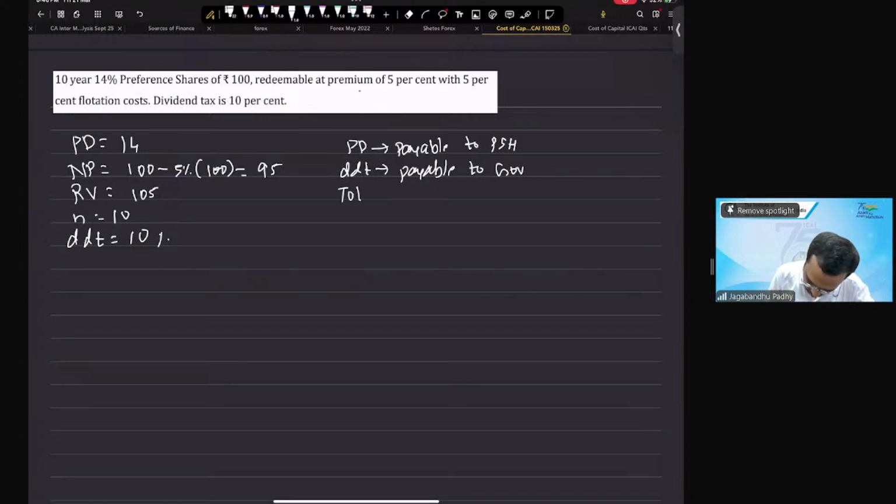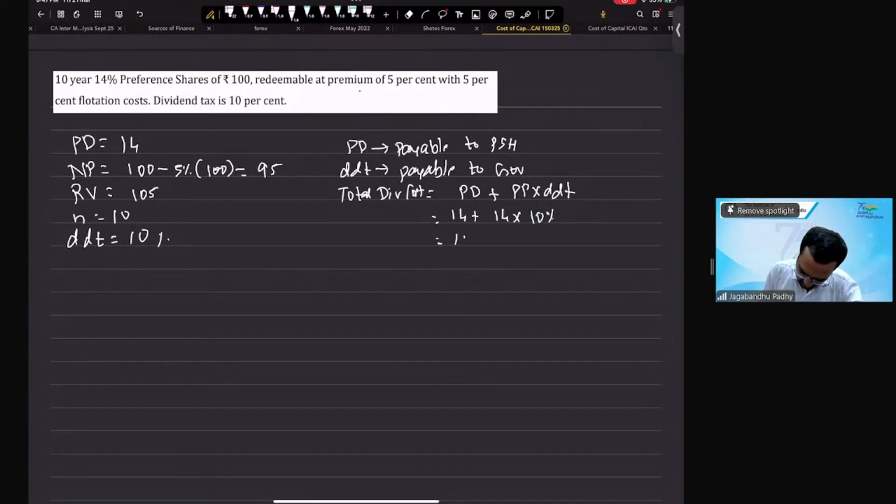So total cost is going to be preference dividend plus preference dividend into DDT or dividend distribution tax. So this is like total dividend cost. So preference dividend is 14 plus 14 into dividend distribution tax is 10%. That's like 14 plus 1.4, which is 15.4. The total dividend is going to be 15.4.